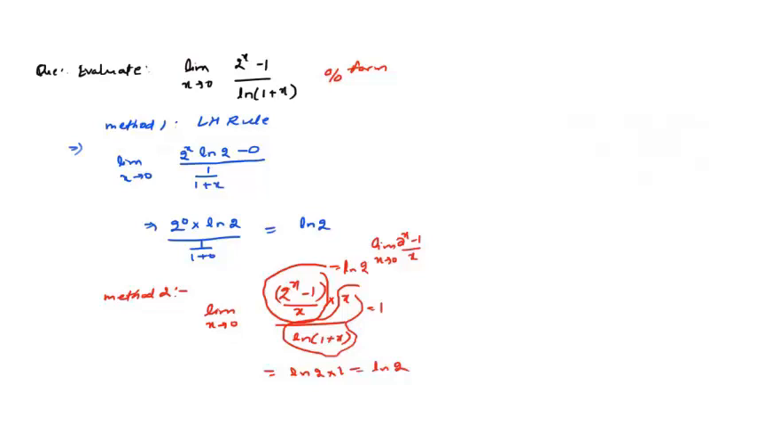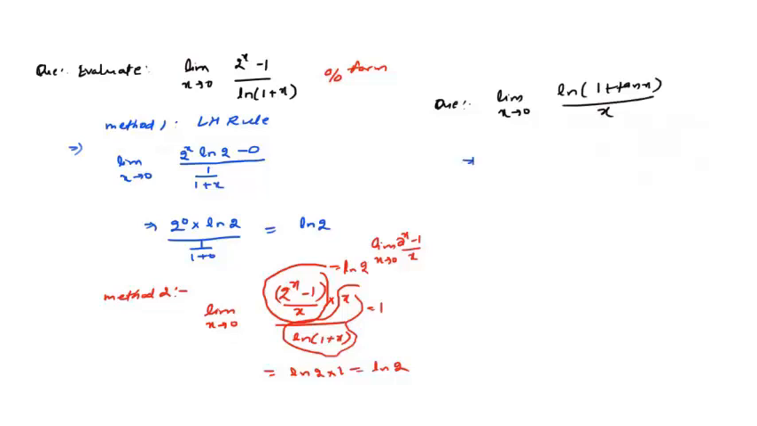Okay, now moving on to the next question. Next question what we have is limit x tending to 0, ln of 1 plus tan x whole divided by x. Okay, we have to evaluate this.